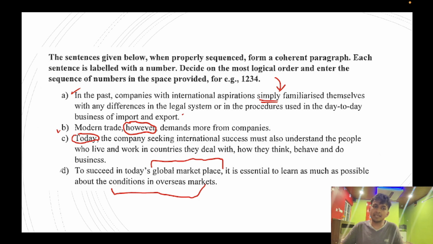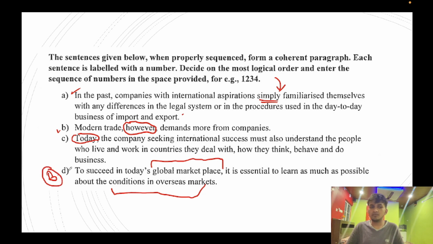Then if you read this sentence after this, you understand that this could be a continuation, because see, in the past, companies with international aspirations simply familiarize themselves. So when you read this sentence after this, you understand the context that we are talking about the global marketplace. We are talking about the conditions in overseas markets. So we can fix this as the beginning, right? Now first part is done.